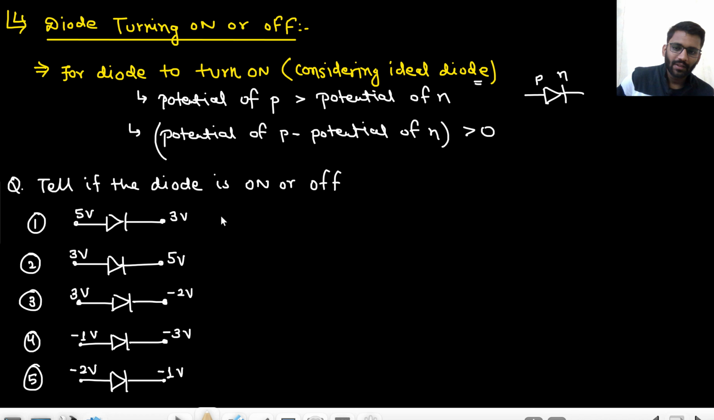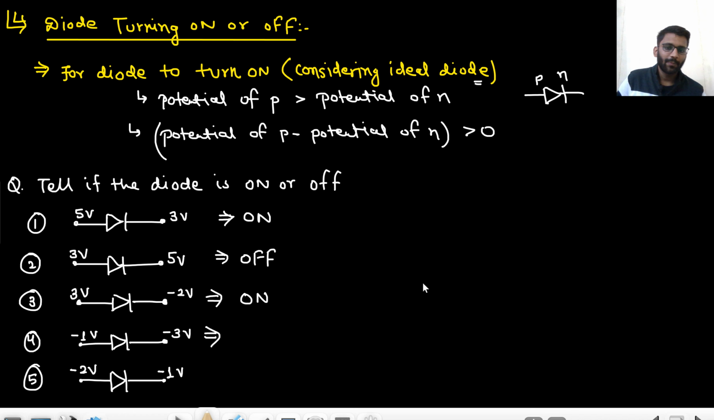This is the question: is this diode on or off? Potential of P is 5, potential of N is 3. This is greater than this, so this is on, right? Or you can subtract these two, 5 minus 3, that is 2. That means it is on only, okay? Now tell about the other one. Potential of N is greater than potential of P. So this is off. Tell about this one. Potential of P is greater than potential of N. Potential of N is at minus 2 and P is at plus 3, right? So it is on. Tell about this one.